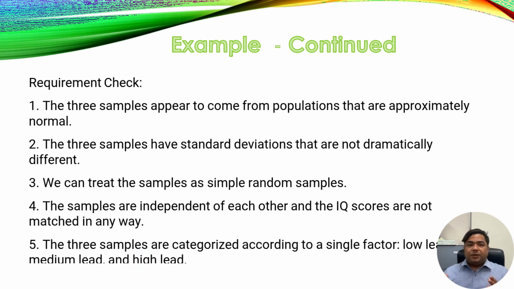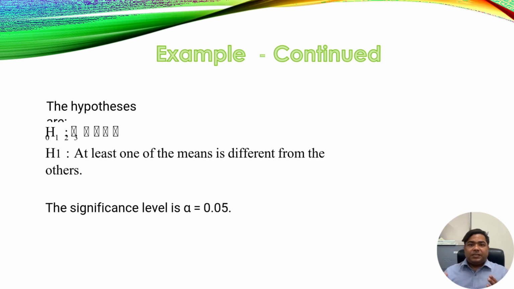The samples are approximately normal with similar standard deviations. They are simple random samples, independent, and categorized by lead exposure levels: low, medium, and high. This ensures the validity of our analysis. We are testing the hypothesis. H0 states all means are equal, while H1 suggests at least one mean differs. The significance level is set at alpha equals 0.05.